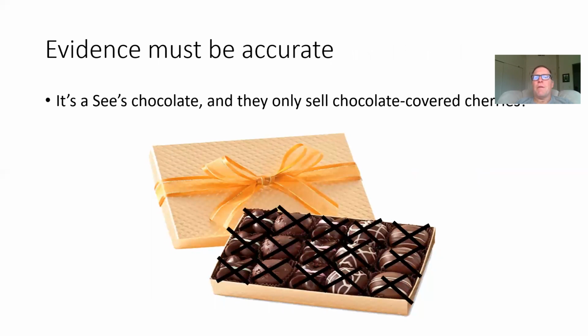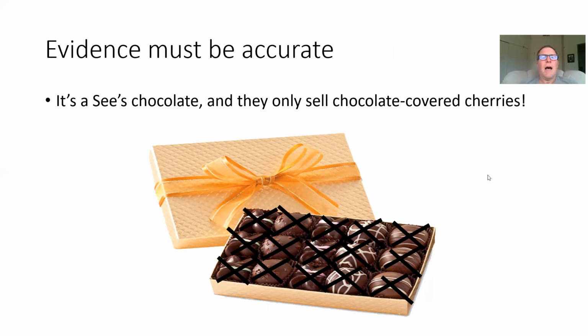Another thing is your evidence has to be accurate. It's a C's chocolate, and they only sell chocolate covered cherries. All right, they only sell chocolate covered cherries. Well, that's not accurate.